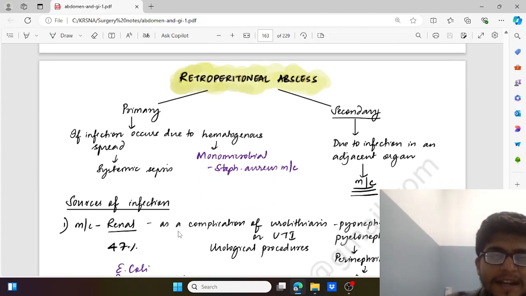Now considering the retroperitoneal abscess, which could be primary or secondary. Secondary is the most common due to infection in the adjacent surrounding organ. Primary generally occurs when there is a hematogenous spread or due to Staph aureus, which is common, and it is generally monomicrobial and later results in sepsis.